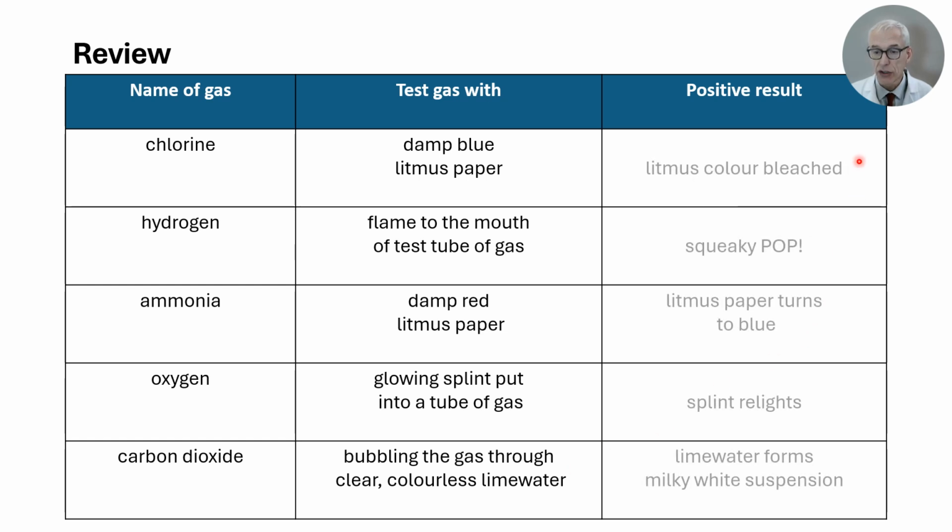The positive results, of course: litmus is bleached by chlorine. With hydrogen with a flame, you get a squeaky pop. Ammonia, red litmus is turned blue. Oxygen relights a glowing splint, and lime water with carbon dioxide forms a milky white suspension.